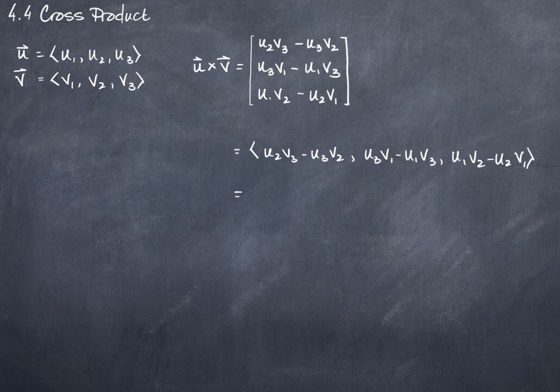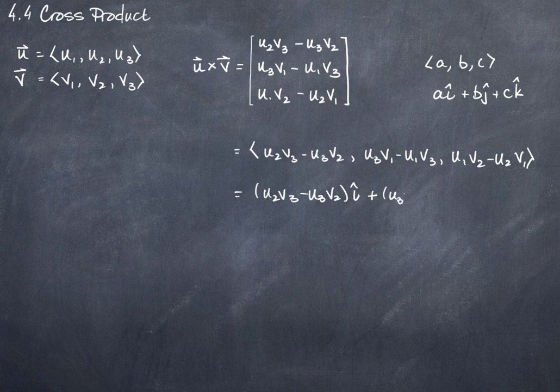And lastly, for the moment, you can also write this as U2 V3 minus U3 V2 i hat, plus, remember, if I have a vector A, B, C, another way to write that vector is as Ai plus Bj plus Ck. Okay, so that's what I'm doing here, converting the vector in this form to this form here. So then my second term here is U3 V1 minus U1 V3, and that's times j hat, plus U1 V2 minus U2 V1 times k. Oops, I forgot my parentheses there. k hat. So that's three different ways to represent that vector. But this is the definition of a cross product.